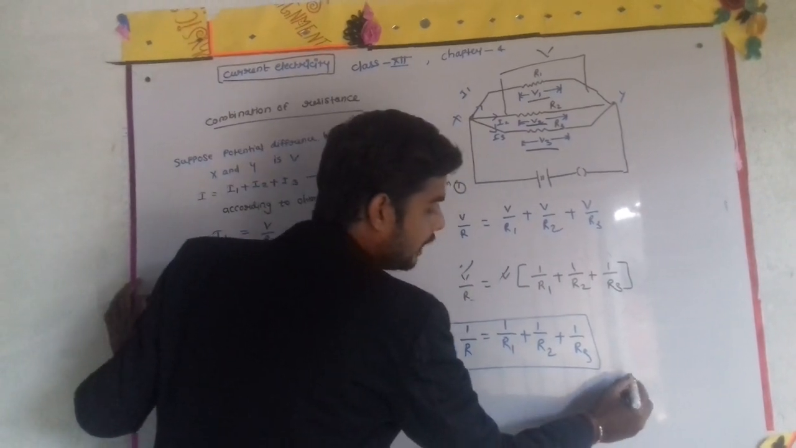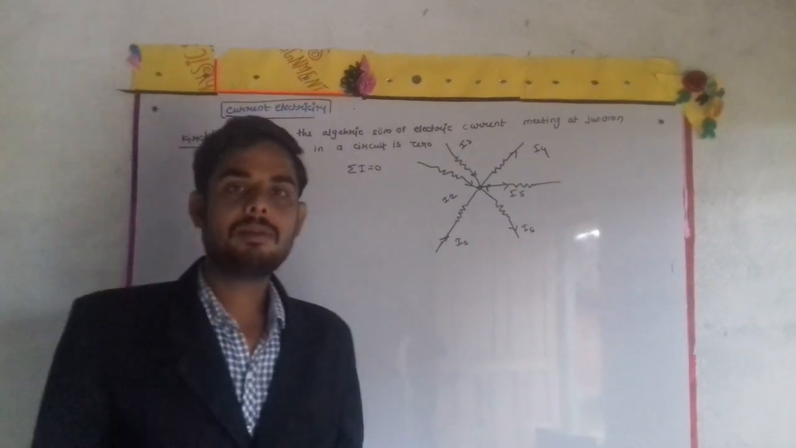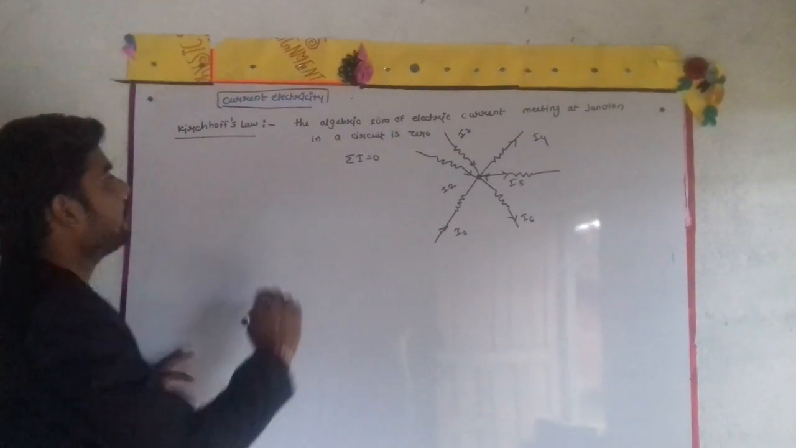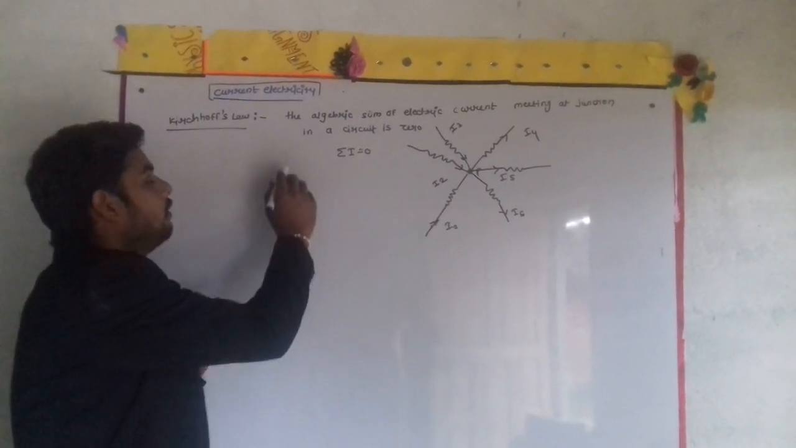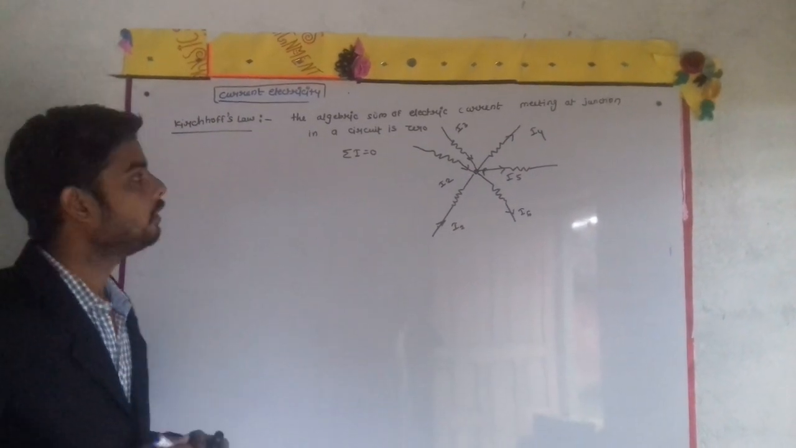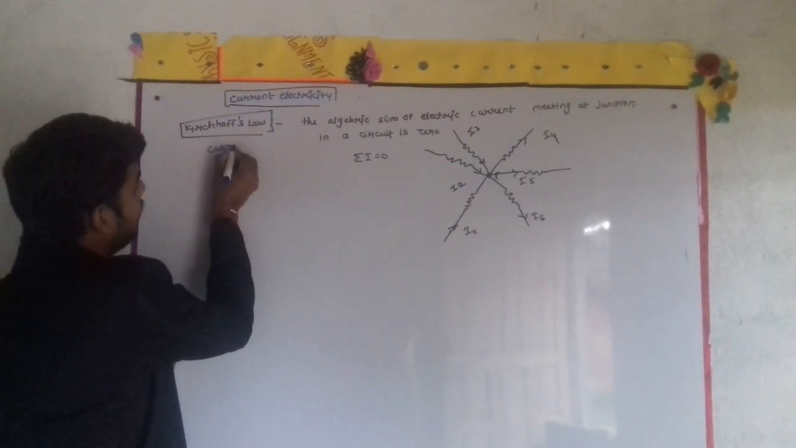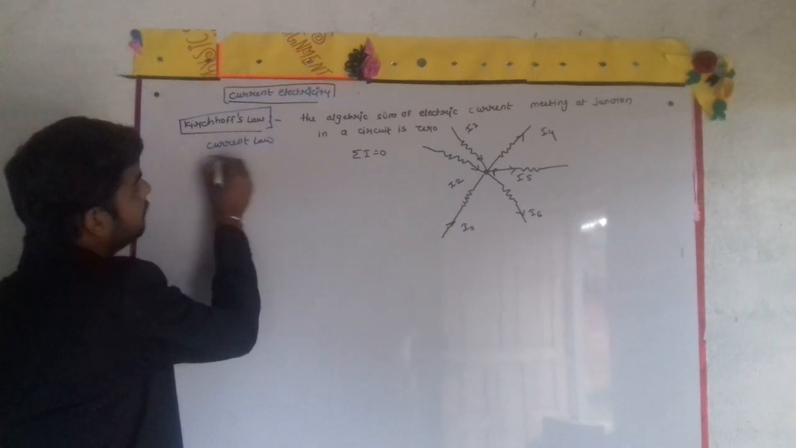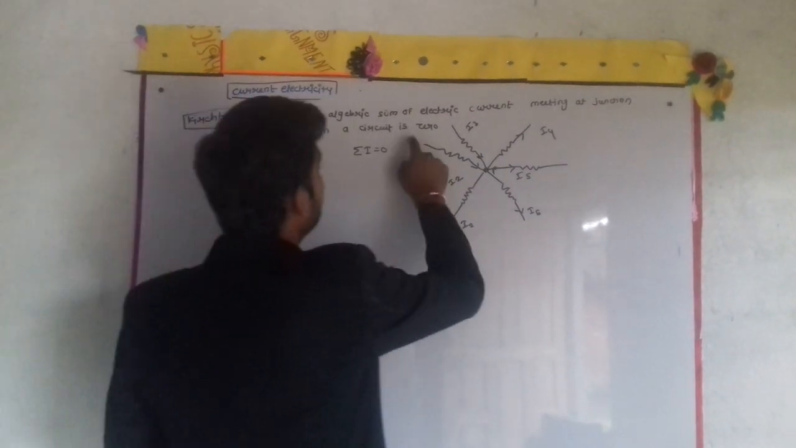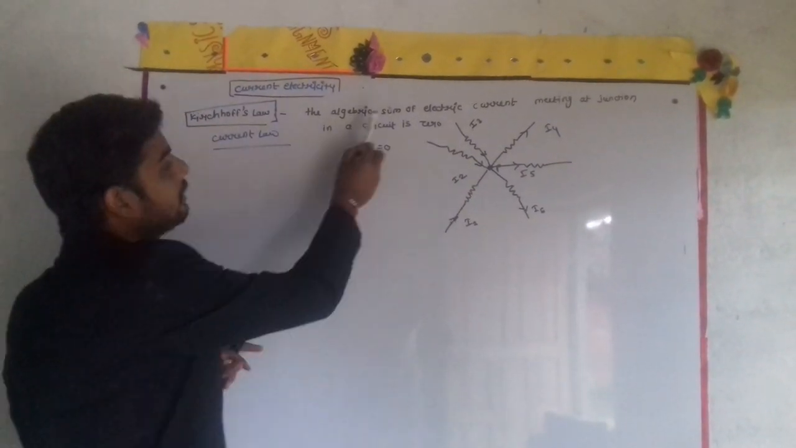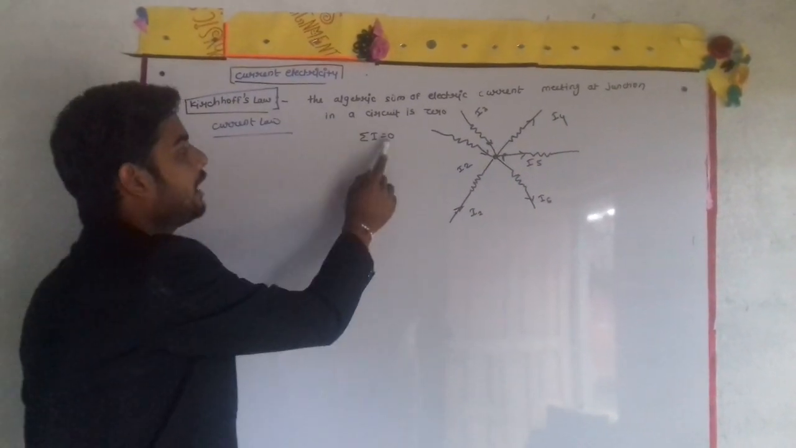This is our parallel combination of resistance. We have seen series and parallel combination of resistance. Now we will see Kirchhoff's law. In 1642, German scientist Kirchhoff proposed the basic law, which is an extension of Ohm's law. He has given two laws. Kirchhoff's first law is normally known as the current law. Kirchhoff's first law states that the algebraic sum of electric currents meeting at a junction in a circuit is zero. Summation I equal to 0.